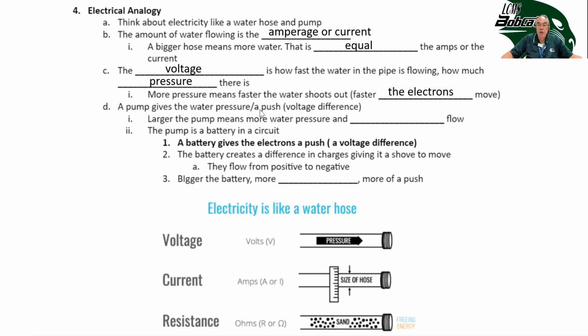The pump gives water pressure, like a voltage difference. The larger the pump means more water pressure, the faster they flow. So like when we look at batteries, they say like 12 volts in a car, a little AA. So they don't have a whole lot of push. Okay, so low voltage means low push. Battery creates a difference in charges, giving it a shove to move the flow from positive to negative. The bigger the battery, there's more amps or more push. Okay, so it kind of depends. The bigger the battery can either produce more amperage or it can produce more voltage.